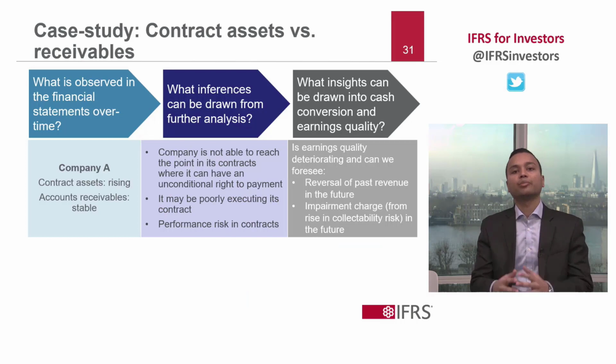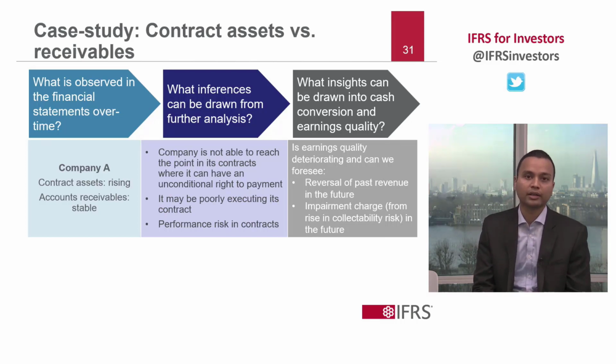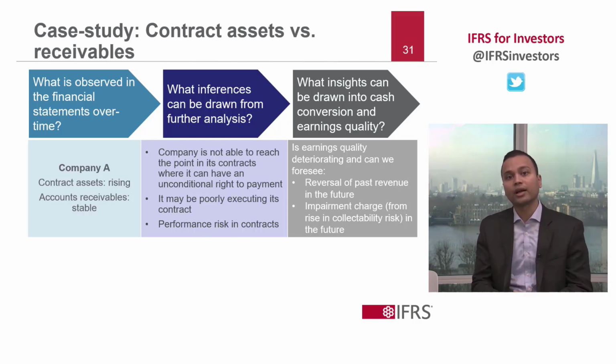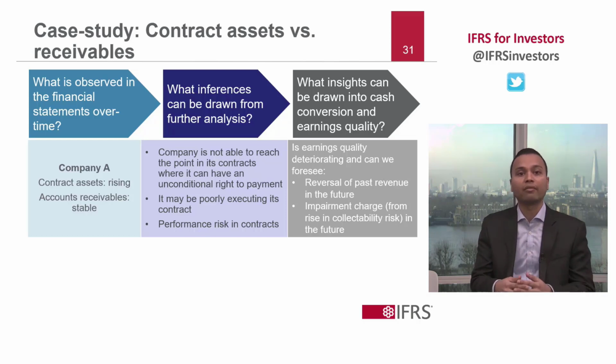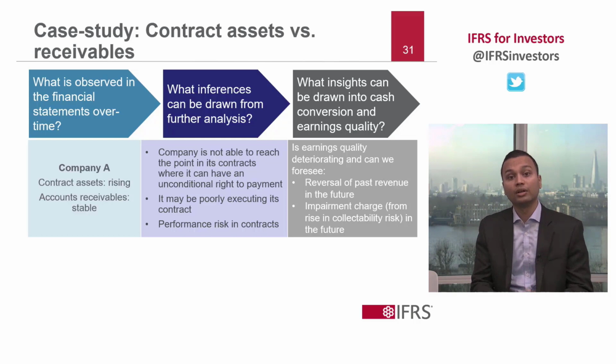This new balance sheet presentation can provide insights into cash conversion and earning quality. For instance, Company A has a rising balance of contract assets and stable balance of receivables. This observation might trigger further investigation into whether the company is having trouble reaching thresholds in its contracts that it needs to achieve in order to have an unconditional right to consideration from the customer. In other words, an analyst may want to further investigate if there is a rising risk of reversal of revenue in the future.